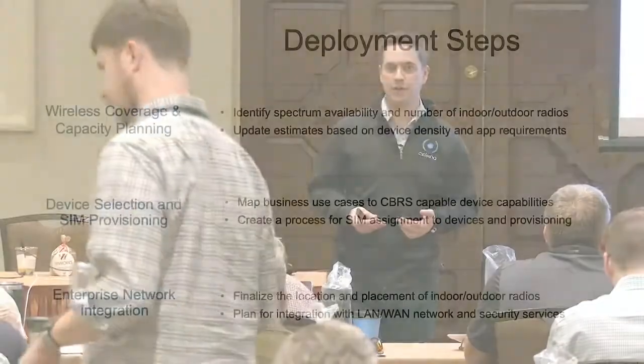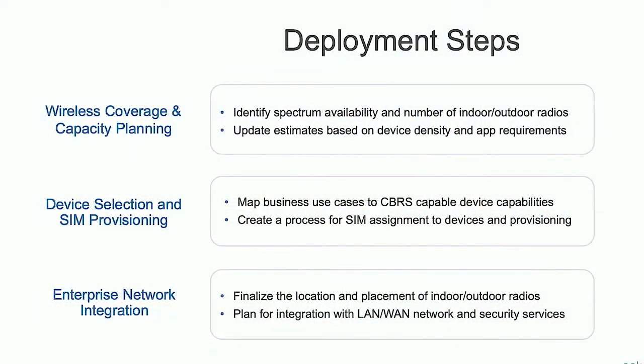From a process standpoint, what do you need to go through? It's going to look very similar to Wi-Fi, actually. You're going to have your wireless coverage and capacity planning. You still need to do some planning up front to understand how much capacity, what your coverage area looks like, and how many radios you're going to need. You need to start thinking about, especially early days of this market, what devices you're going to use and how you're going to do authentication and SIM provisioning.